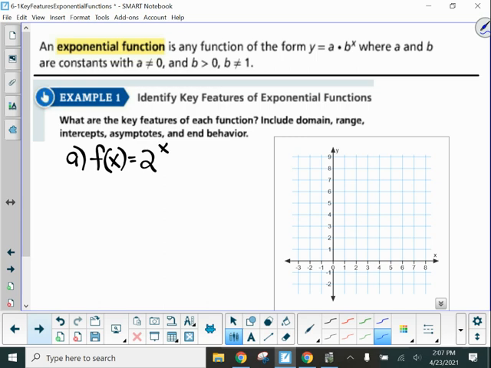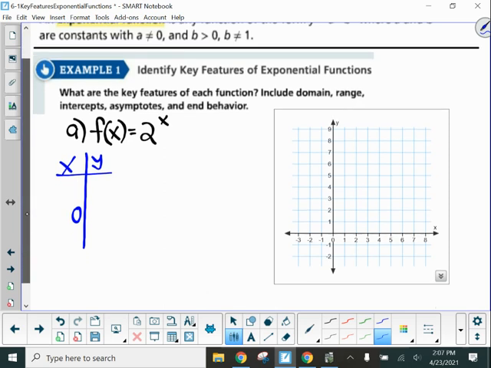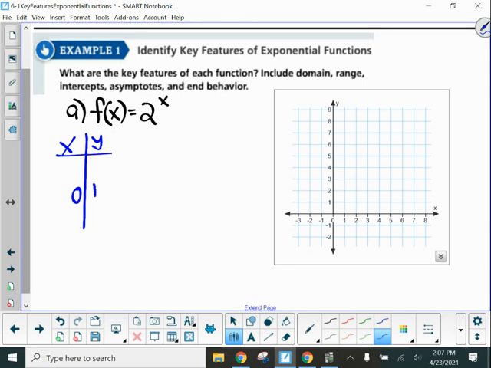So we have part A here for example 1. What are the key features of each function? Include domain, range, intercepts, asymptotes, and end behavior. We have f of x equals 2 to the x power, and I'm going to sketch a quick table to look at some of these values. 0 is always a good one to start with. If we plug 0 in, 2 to the 0 power is 1. If I plug in 1, I get 2. If I plug in 2, 2 to the second power is 4. If I plug in 3, I get 8.